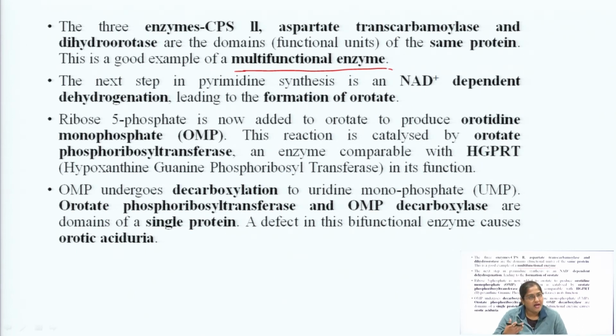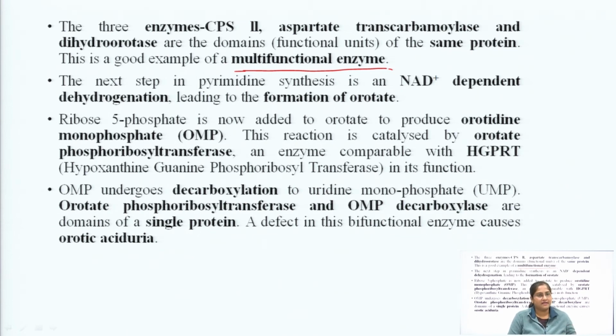Energy molecule we are giving here for the formation of orotate. I told you this orotate is very important. Later on we will discuss what will happen if there is a misfunctioning of this orotate step. There will be diseases because of it, misfunctioning and deficiency, accumulation, we will discuss later on. So, the next step in pyrimidine synthesis is an NAD positive dependent dehydrogenase leading to the formation of orotate.